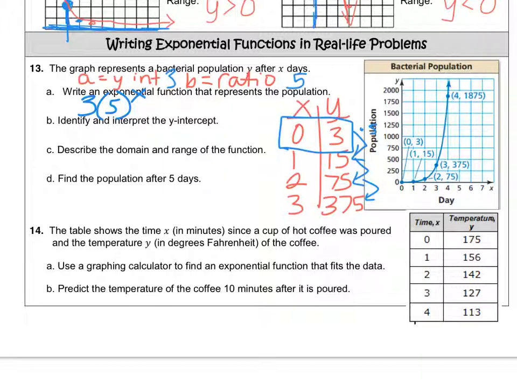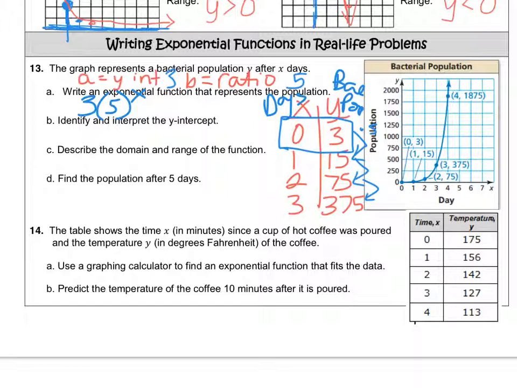So now it's asking me to identify the y-intercept, which we've done, and to explain what it means. To explain what it means, we really just need to see our x represents days, and our y is our bacterial population. So at 0 days, our bacterial population is 3. That's all our y-intercept is saying.